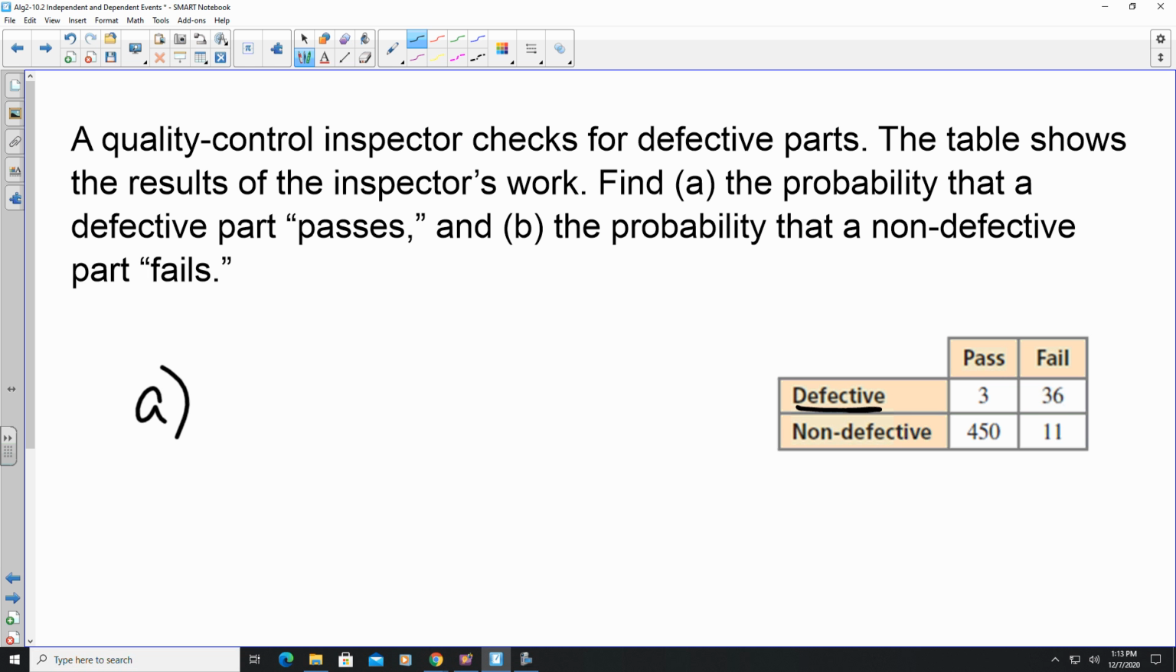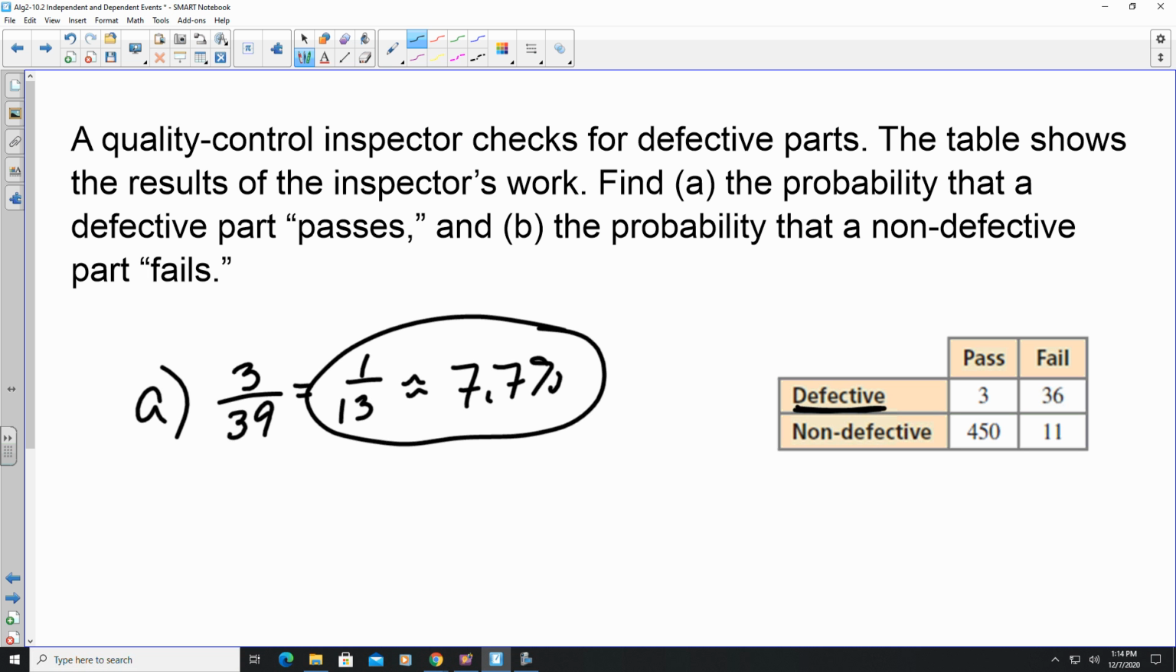So for part A, they want you to find the probability that a defective part passes. We have our defective parts: 3 times they pass, 36 times they fail. So the probability of this happening is 3 out of 39, because there are 39 total defective parts and 3 times one passed. If you reduce that, it comes to 1 over 13, which gets you about 7.7% probability.